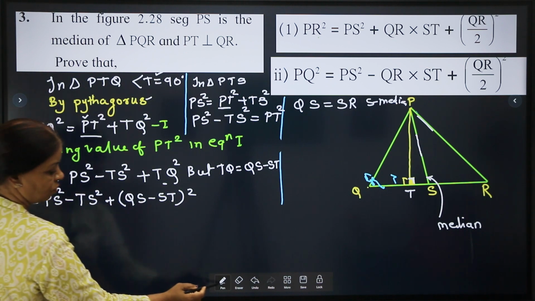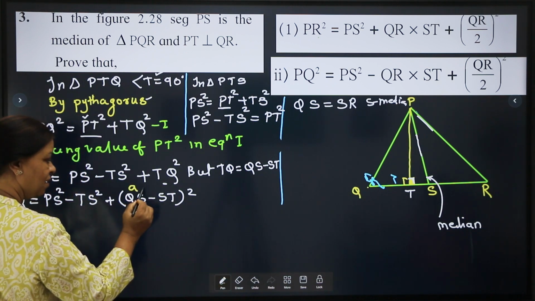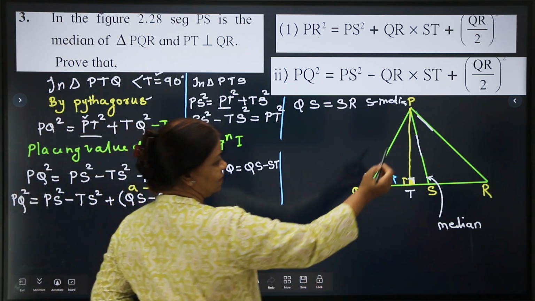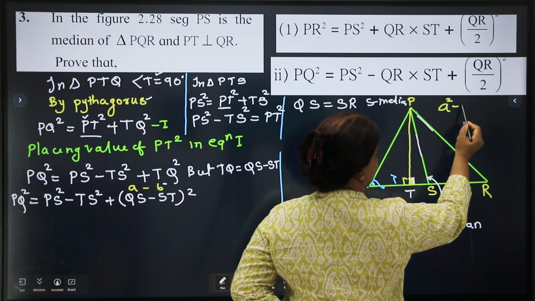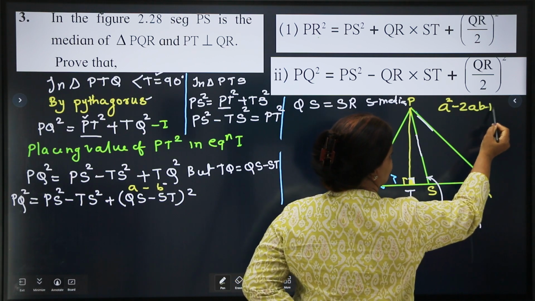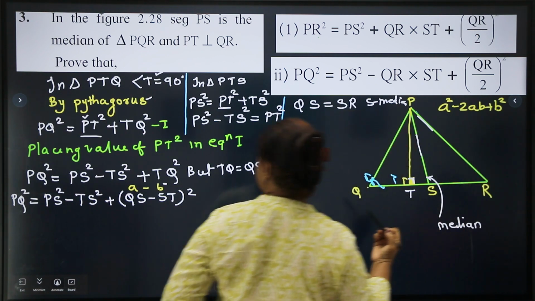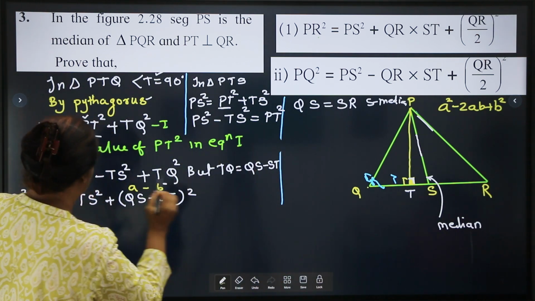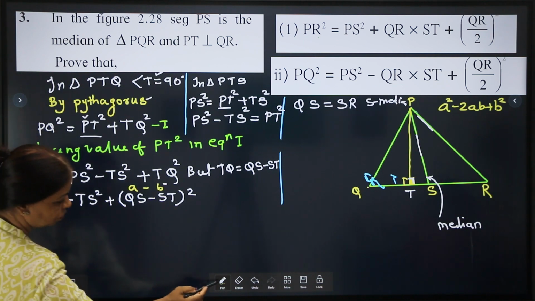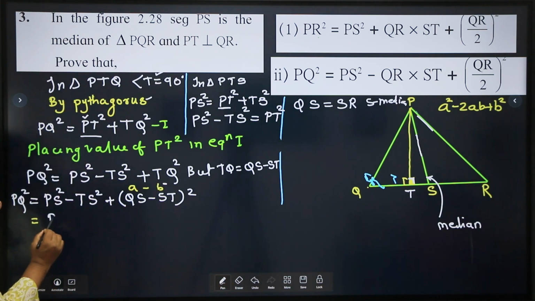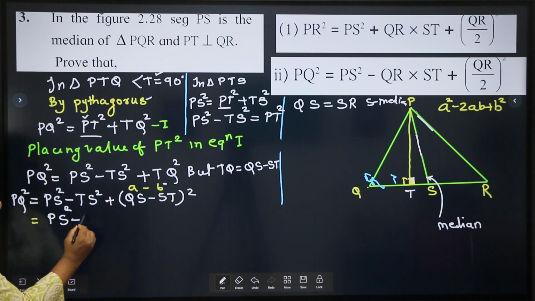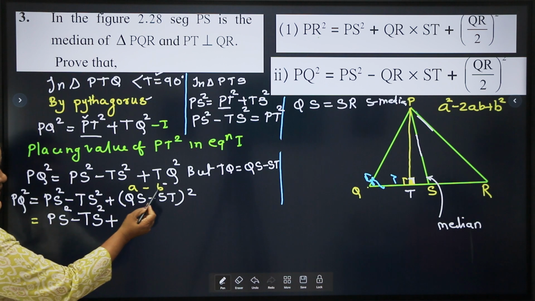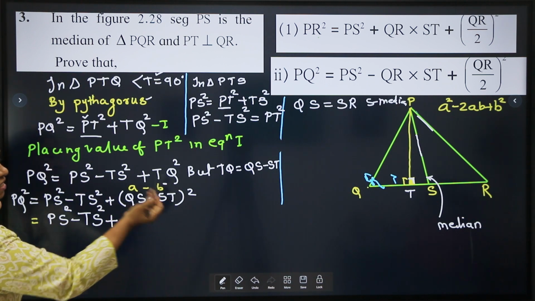Now this is in the form of A minus B the whole square, and we know A minus B the whole square is A square minus 2AB plus B square. And what is A here? A means QS, so A square means QS square. Let me write it here: PQ square is equal to PS square minus TS square plus A minus B the whole square, that is QS minus ST the whole square.